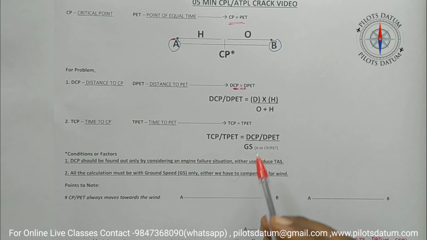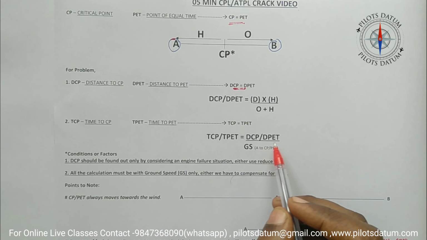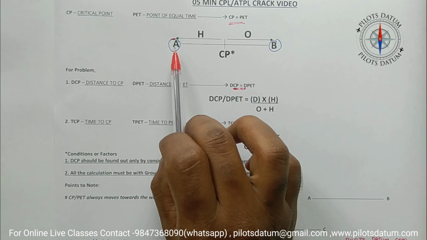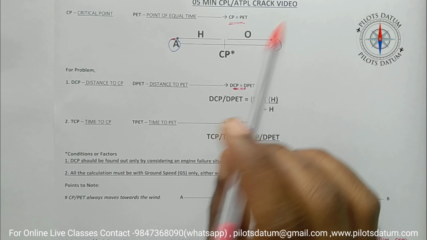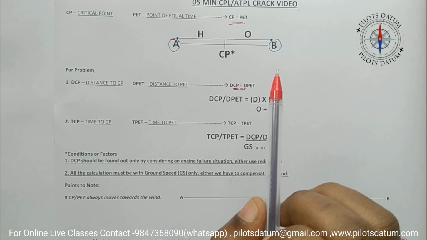TCP is given by DCP divided by ground speed. DCP is what we have found earlier. So DCP divided by ground speed. Here the ground speed we are taking is the ground speed from A to CP. Again, the direction is outbound, towards the destination.